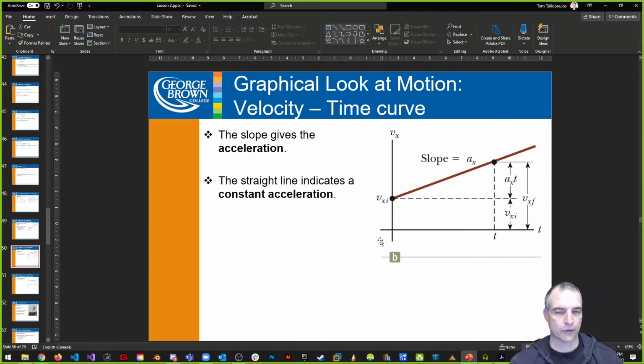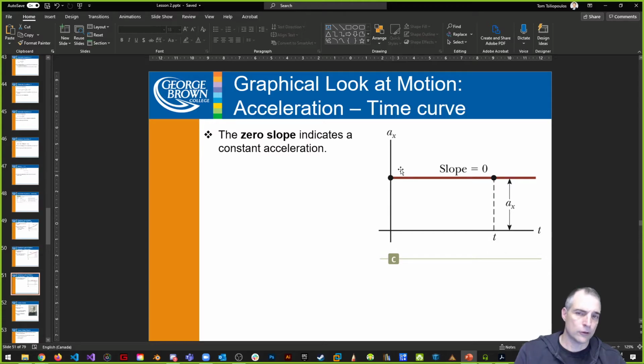Here's a graphical look at motion, a velocity time curve. Here the velocity is linear, therefore the acceleration is 0. Slope is the acceleration. The velocity is increasing. This is velocity on the x-axis. Here's time. If velocity increases, then slope is the acceleration. If there was 0 slope, if the line was going flat from left to right, then you would have 0 acceleration.